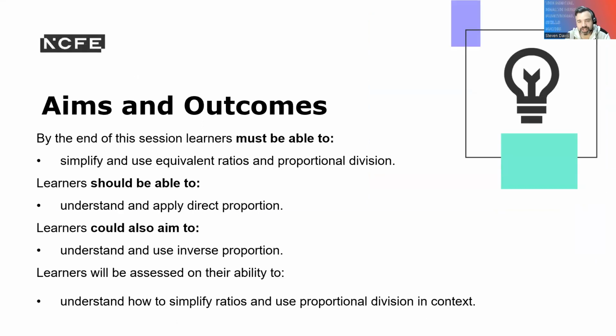So the aims and outcomes then. By the end of this session, learners must be able to simplify and use equivalent ratios and proportional divisions. Learners should be able to understand and apply direct proportions. Learners could also aim to understand and use inverse proportions, and learners will be assessed on their ability to understand how to simplify ratios and use proportional divisions in context.